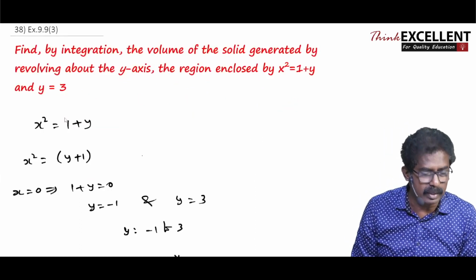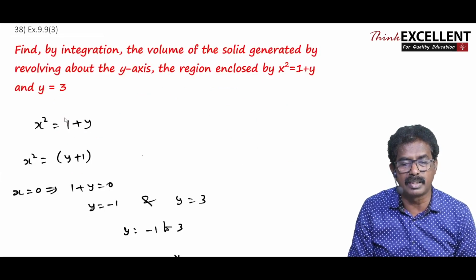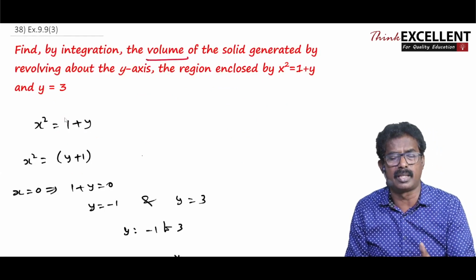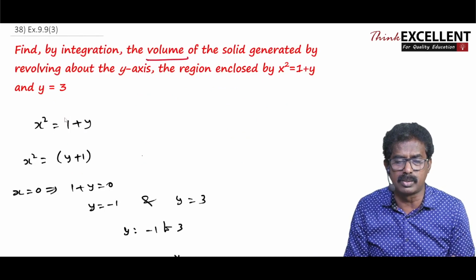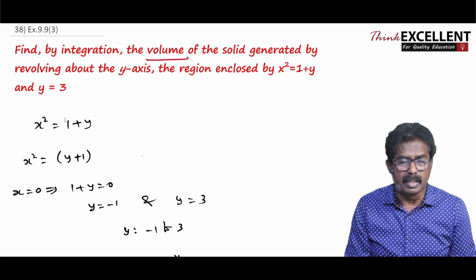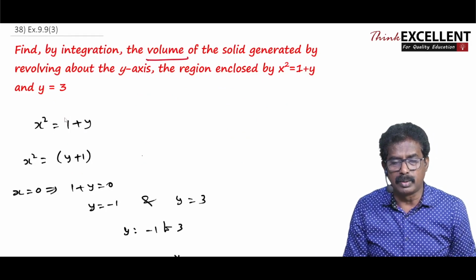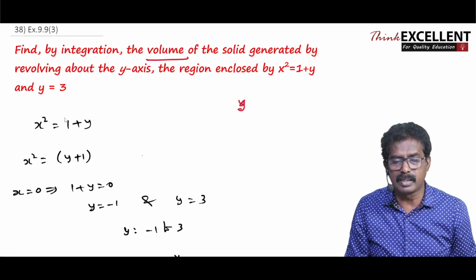Now sum number 38 you see, find by integration the volume. It is a lengthy question. You can expect even a 5 mark question on this one. Generated by revolving about y axis the region bounded by x square is equal to 1 plus y, or y plus 1.